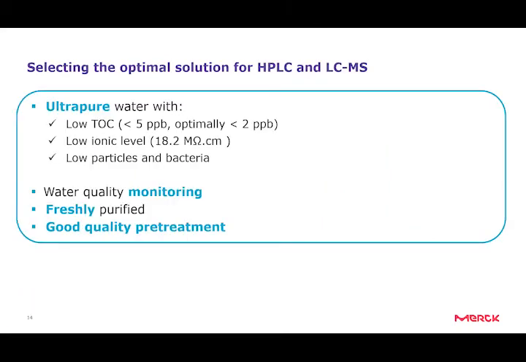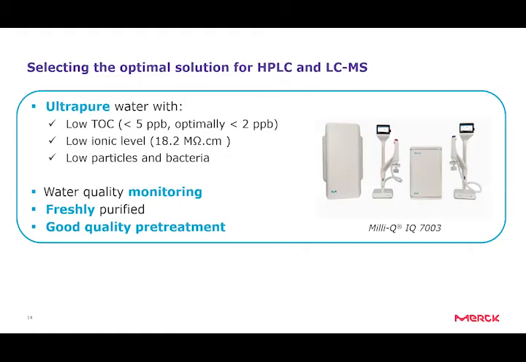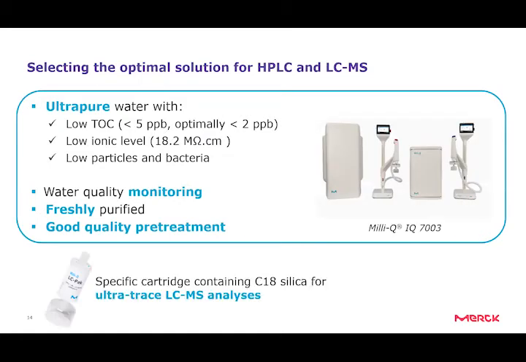So, as a summary, for selecting the optimal solution for HPLC and LCMS, always use ultra-pure water with low TOC, less than 5 parts per billion, optimally less than 2 parts per billion, low ionic level at 18.2 megaohm, low particles and low bacteria. Always watch the water quality, freshly purified, and with good pre-treatment of the tap water feed. Specific cartridges containing C18 silica for ultra-trace LCMS analysis are recommended and are available in the Merck Millipore portfolio.